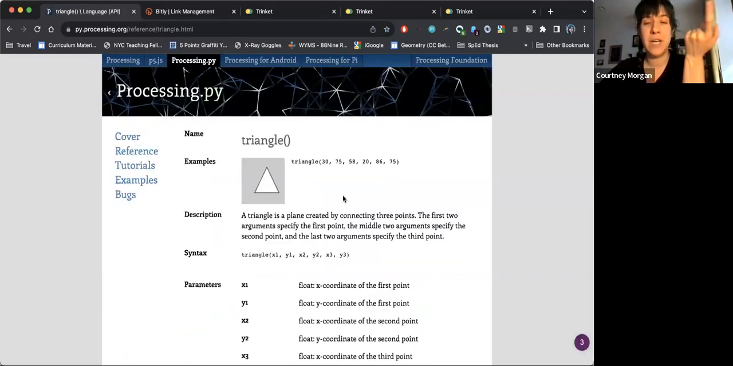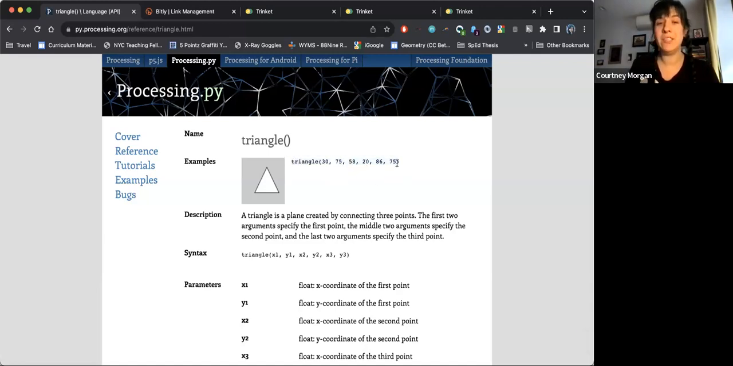So in the reference sheet, I'm clicking on triangle, and I just want us to take a look at this together. So it draws a triangle. It looks very similar to the rectangle and the circle, except in a different form. But when we look at the function call itself, it uses the whole word triangle, and then it actually takes in 6 numbers, which is more than we have seen in other functions that we've been using so far.